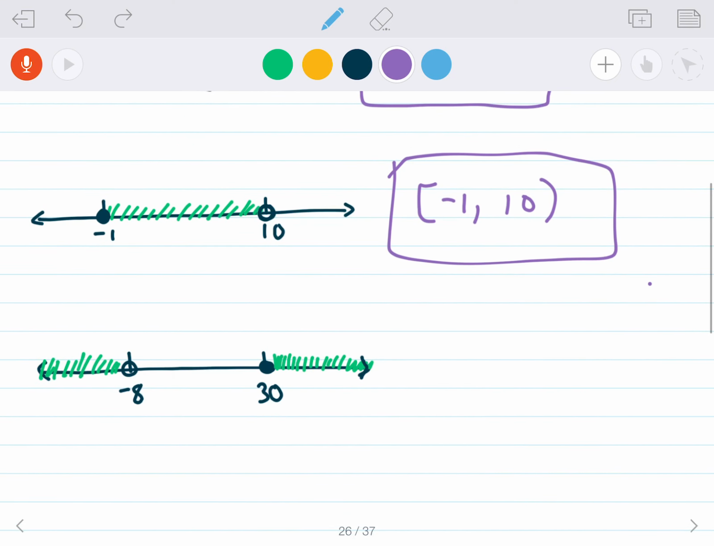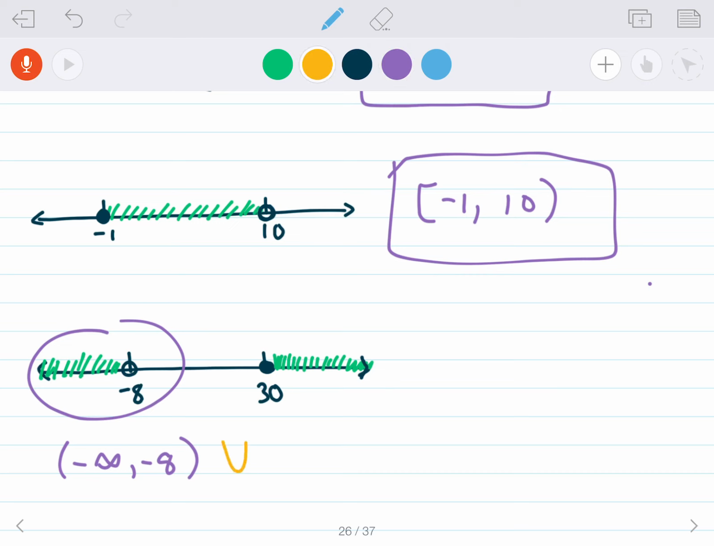Alright, what about this set? Now it's broken up, so we're going to have to join sets with the union symbol. Now this set, the lowest number in this set is negative infinity. So we start there. The biggest number in the set is -8, so we end there. So that's the set from negative infinity all the way to -8.